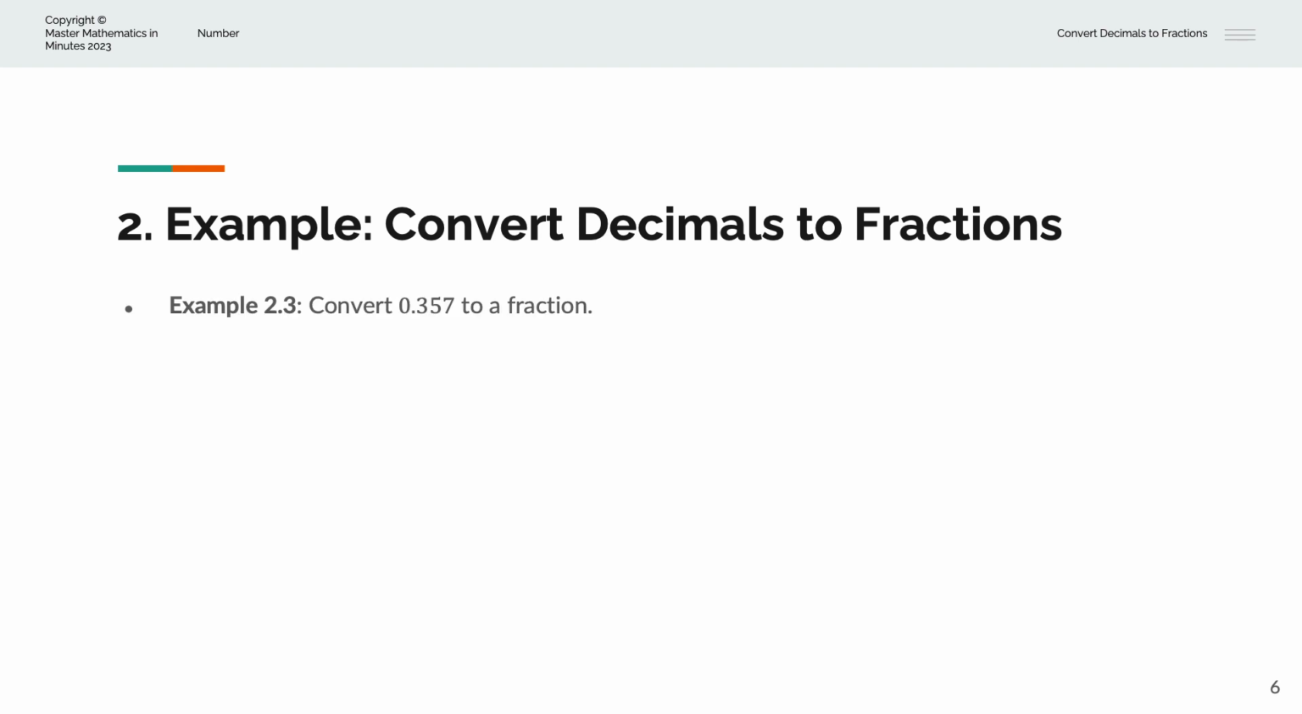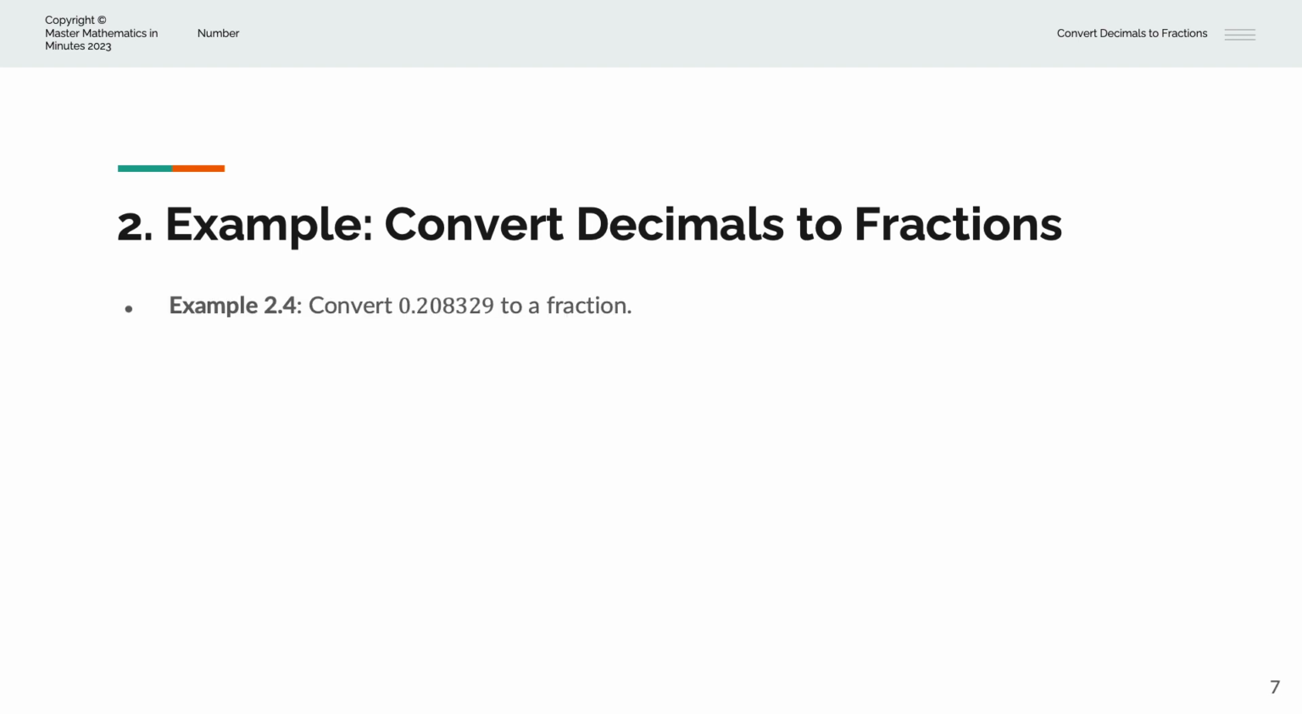In the third example, we asked to convert 0.357 to a fraction. So, the digit 7 has a decimal place value of a thousandth. So we have 357 thousandths. And so that can be rewritten as 357 over 1000 in fraction.